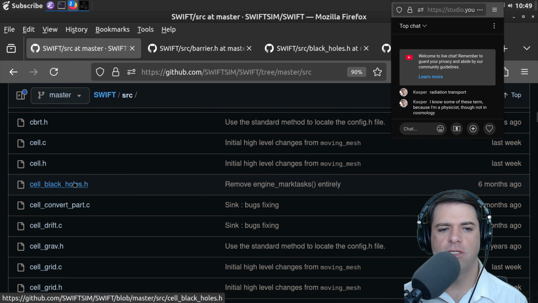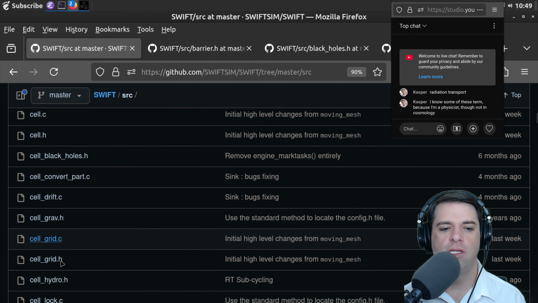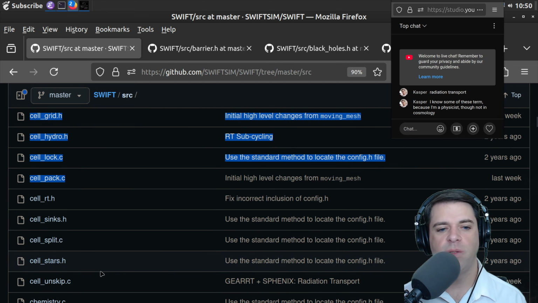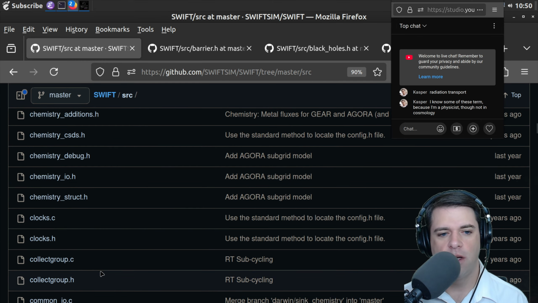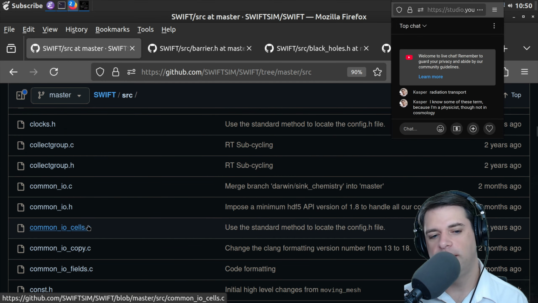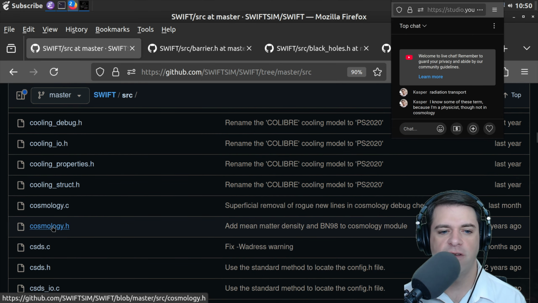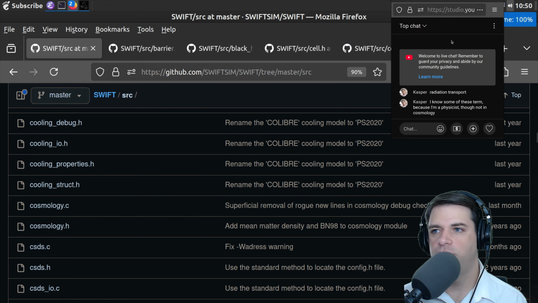We have cell black holes. I think cell is probably because they described computation as taking place in cells. We also have cell grid. This is going to be stuff related to how they break up the computation, which is probably interesting for physicists who use this, but I'm not going to take an interest in it yet because I don't know the math stuff. And then we have cosmology header and the cosmology.c. I'm guessing that's probably an entry point.